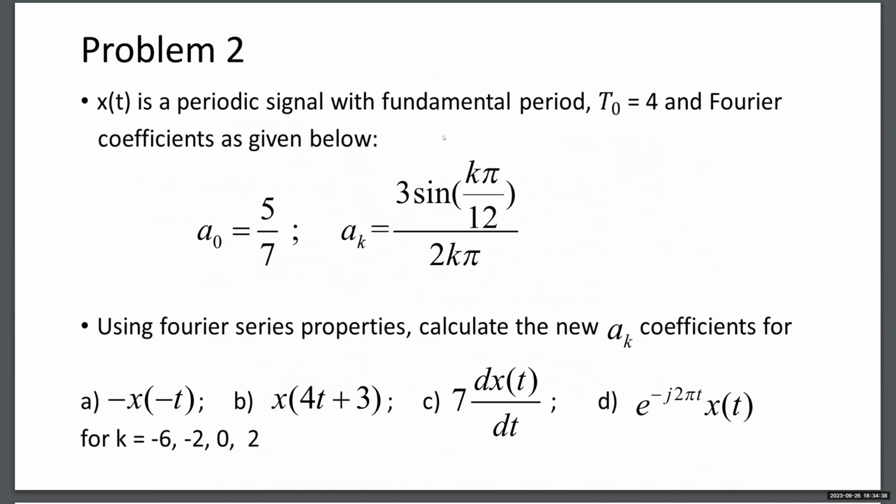So we're given that x of t is a periodic signal with a period T naught equal to 4, and Fourier coefficients given below, where a of 0 is equal to 5 over 7, and ak is equal to 3 sine of k pi over 12 divided by 2k pi. Can we use our Fourier series properties to calculate a new ak coefficient for each of these transformations for k equal to -6, -2, 0, and 2? We're actually going to skip -2 because we have to make sure Will has time, but we'll go ahead and do -6, 0, and 2.